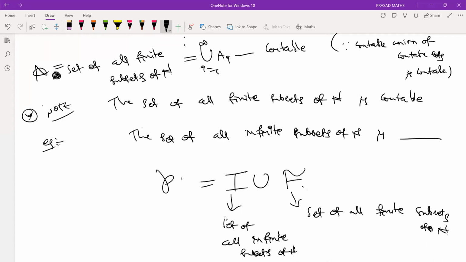Yes or no? So this is nothing but what? The power set. Right?